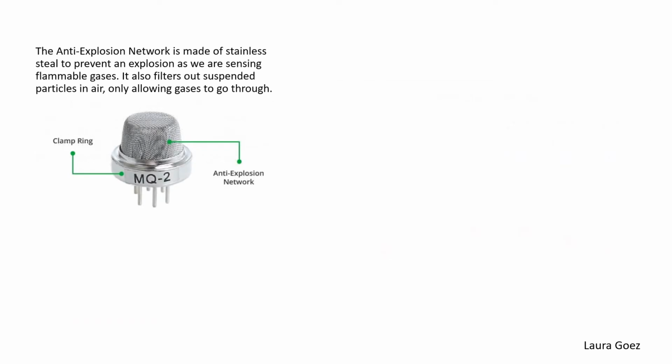From this image, we can observe the outer part of our sensor. This is called the anti-explosion network. The anti-explosion network is made of stainless steel to prevent an explosion as we are sensing flammable gases. It also filters out suspended particles in air, only allowing gases to go through.